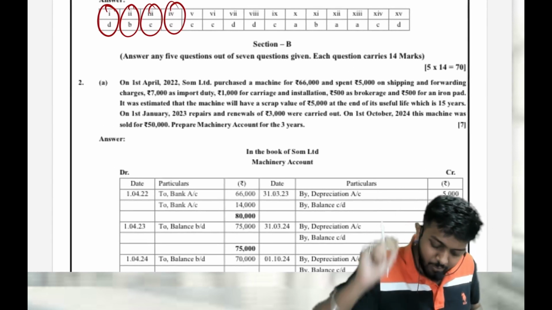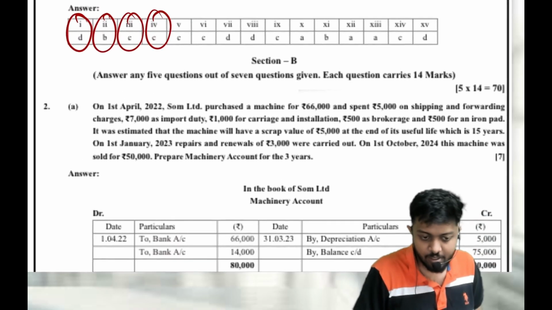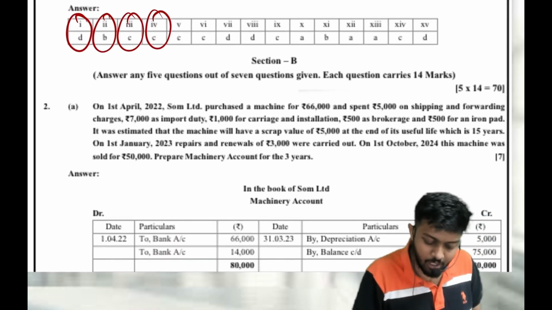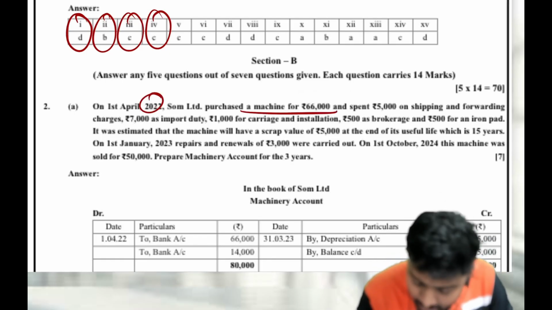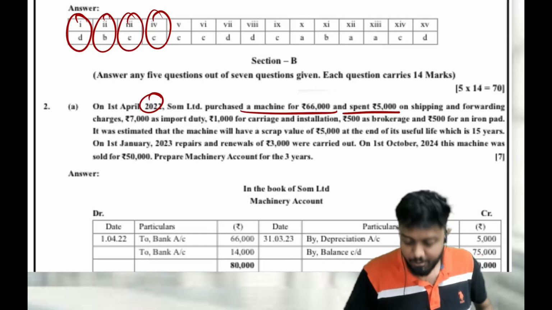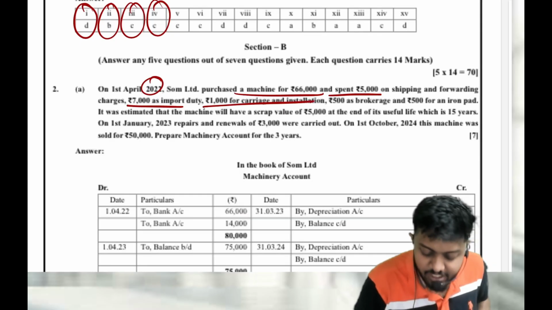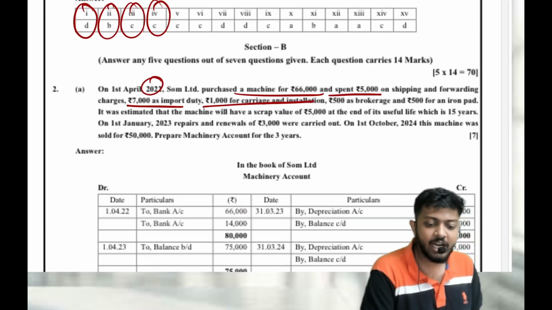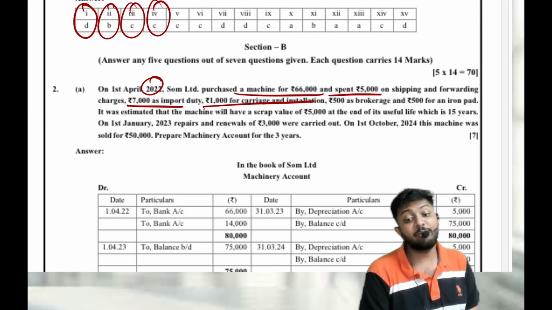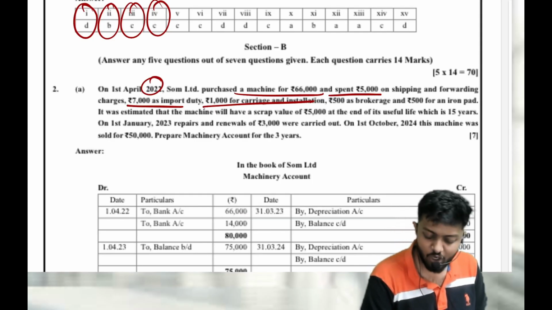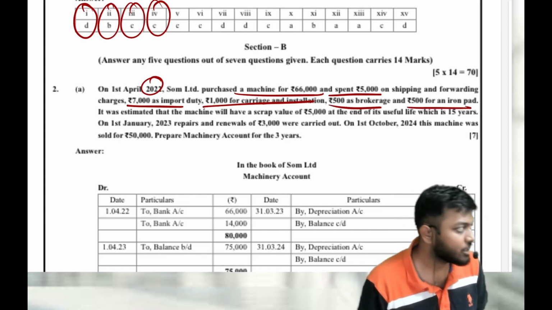On 1st April 2022, which is this first of all? Oh, it's depreciation. Nice. Come on, guys, we have a depreciation question. On 1st April 2022, SOM Limited purchased a machine for 66,000 and spent 5,000 on shipping and forwarding, 7,000 import duty, 1,000 for carriage. All these are what, guys? All these are directly attributable expenses for the machine, which should be capitalized, treated as capital expenditure and added to the cost of the asset. All this brokerage, import duty, all this is necessary for the asset to become ready to use.